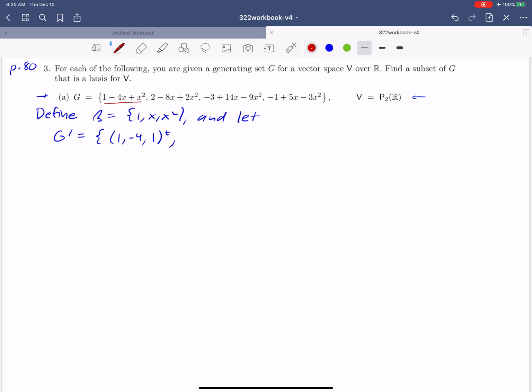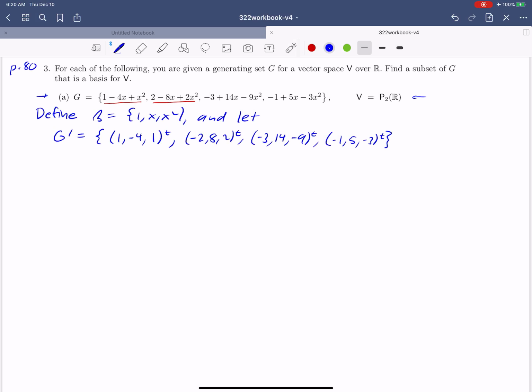Then we'd move on to the next one, 2 minus 8x plus 2x squared. Its coordinate vector would be 2, negative 8, 2, and so on for all of these. So negative 3, 14, negative 9. And then finally negative 1, 5, and negative 3. Notice that that set of coordinate vectors is a set of tuples.